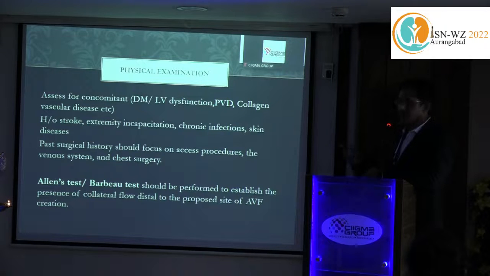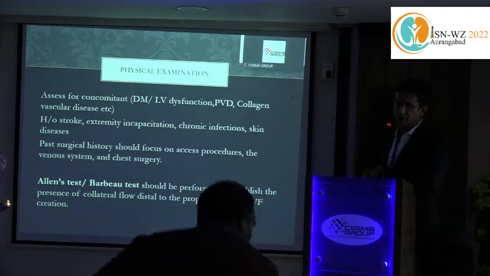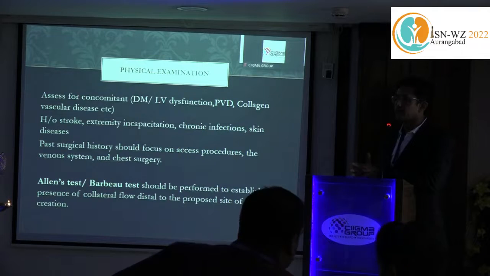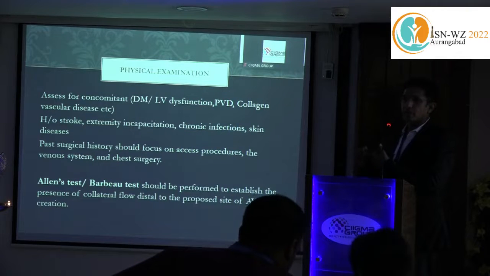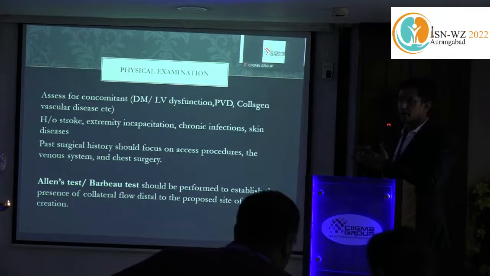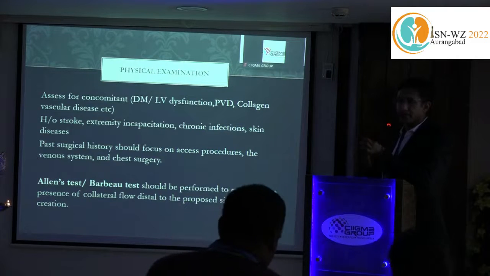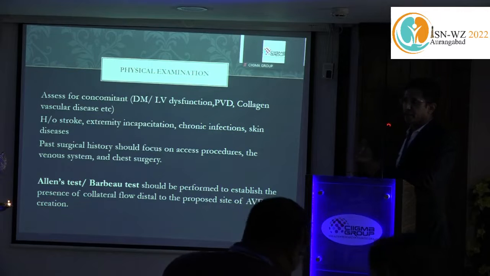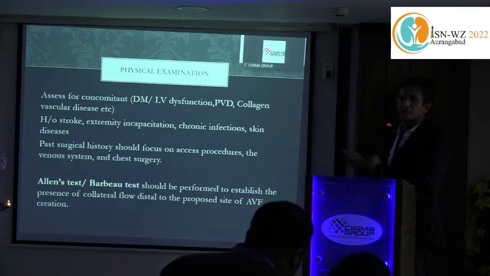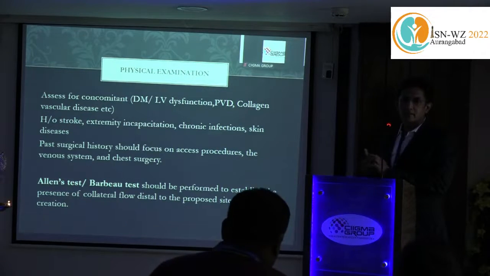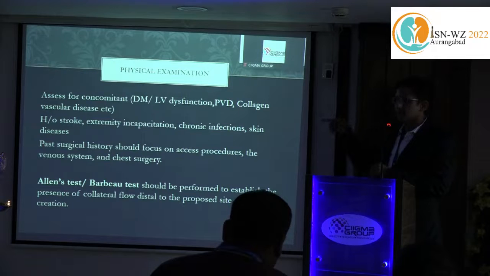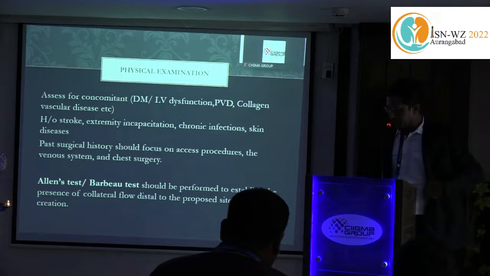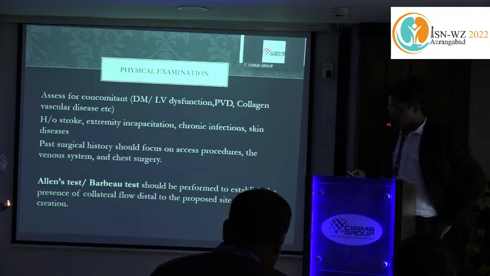But the Barbeau test is more specific and reproducible because instead of just seeing, you can put a pulse oximeter probe on the index finger and repeat the same as the Allen test. But instead of releasing pressure on the radial side, you release the pressure on the ulnar side. So you can see the pulse. I can demonstrate this Barbeau test from the OT as well, so it becomes very easy for you to understand.